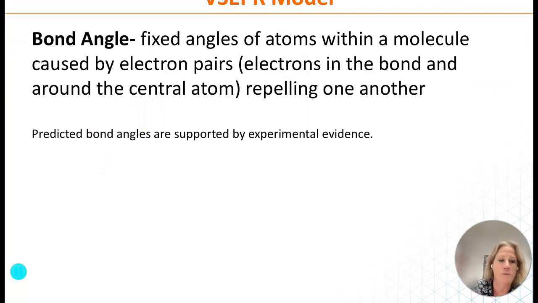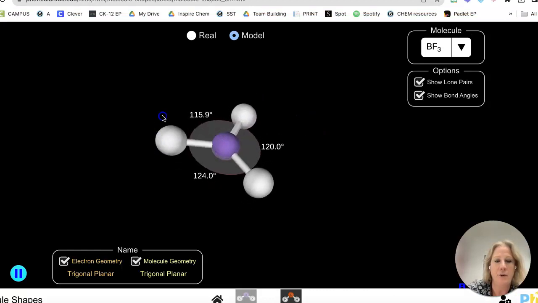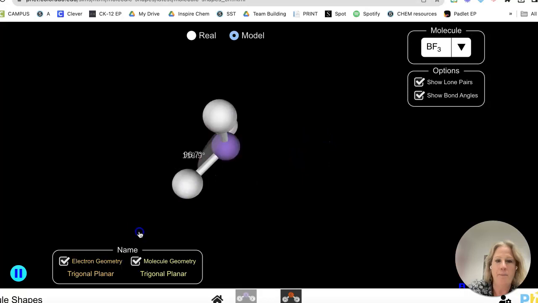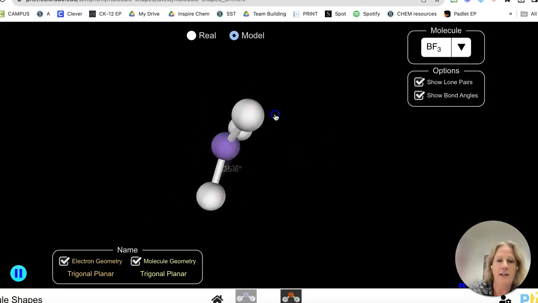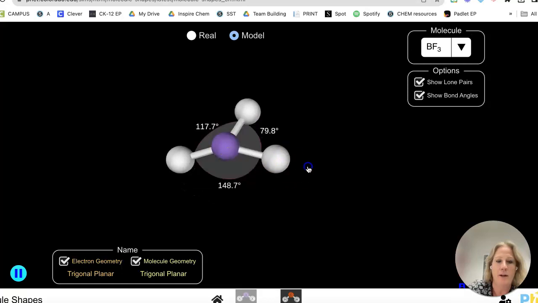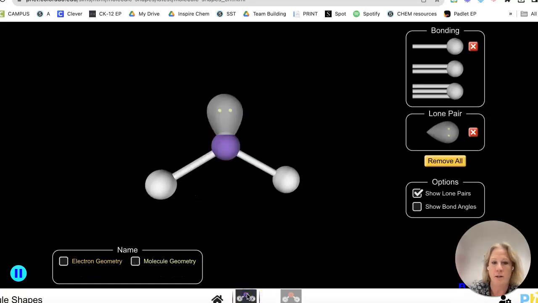So the bond angle, I'm just showing you, if I try to push these closer together, I can temporarily, but they're going to spread out and end up as far away as they can be, which for this particular shape is 120. And I can show you a little bit more.